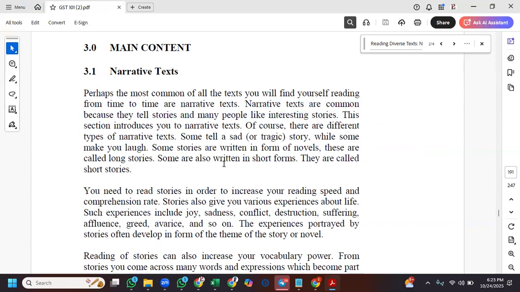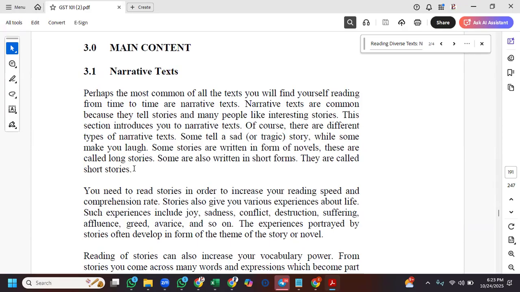Now, this section introduces you to narrative text. Of course, there are different types of narrative text. Some tell a sad or tragic story. When you say sad, it's also the same thing as tragic story. While some make you laugh, some stories are written in the form of novels, and these are called long stories. Some are also written in short forms. They are called short stories. Novels are called long stories.